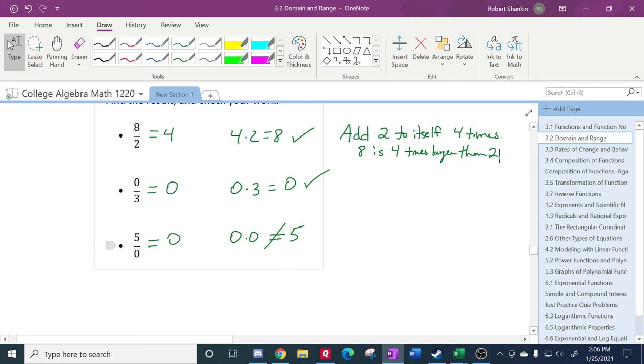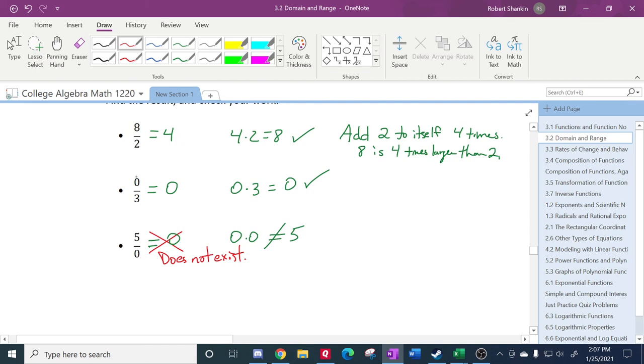How many times bigger is 5 than 0? Or how many times do you have to add 0 to itself before you get to 5? Well, if I add an infinite number of zeros together, I'm still stuck at 0. This fraction is even bigger than infinity. That's why we say this one does not exist. You cannot put 0 in the bottom of a fraction.